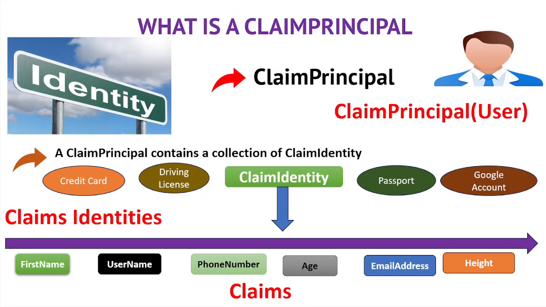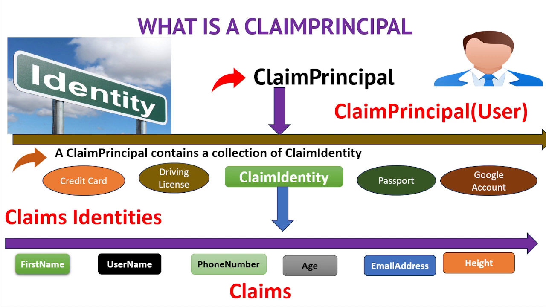So, and you've said all these are claims. So the claim identity, the collection of credit card, driving license, passport, or Google account actually makes the claims principal. And we've said now, this information, the credit card, driving license, passport, and Google account, can define a certain user. So that means all this information makes a claim principal. That means a claim principal is a collection of claim identity.